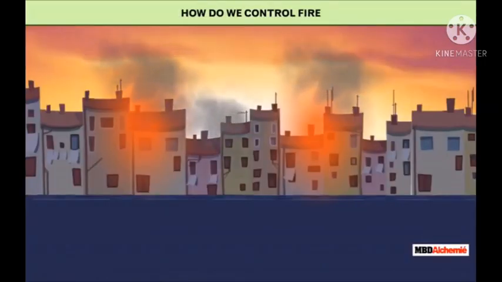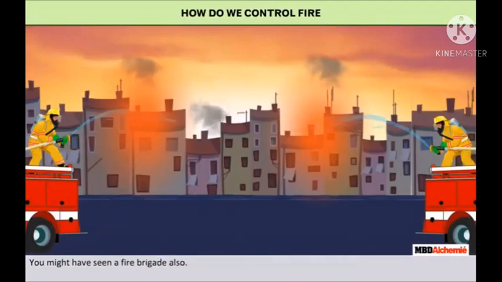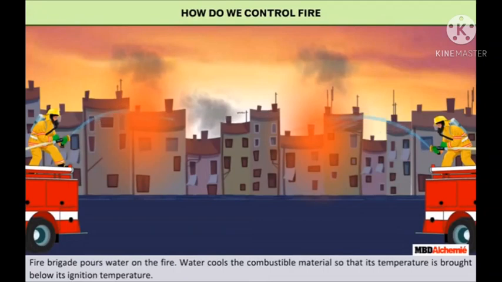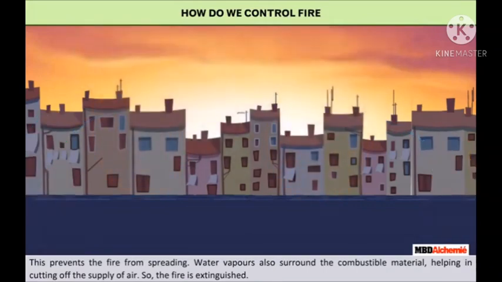How do we control fire? You might have seen or heard of fires breaking out in homes, shops, and factories. You might have seen a fire brigade also. Fire brigade pours water on the fire. Water cools the combustible material so that its temperature is brought below its ignition temperature. This prevents the fire from spreading. Water vapors also surround the combustible material, helping in cutting off the supply of air. So, the fire is extinguished.